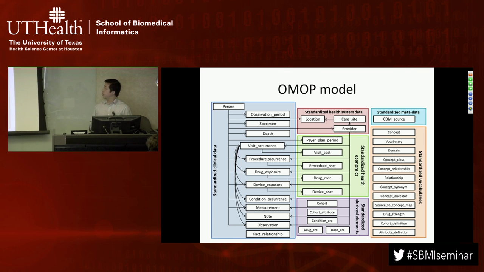And the standardized metadata is about the metadata of the transformation process. For example, we could include the version of vocabulary we use in the transformation process. And the standardized vocabulary is used to define all the clinical events in the OMOP data model.